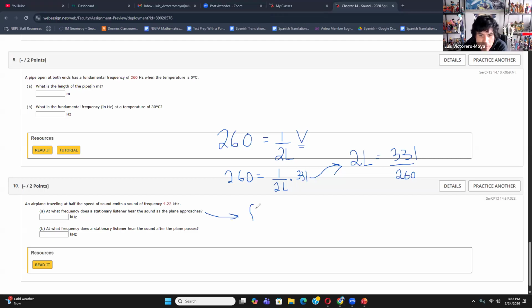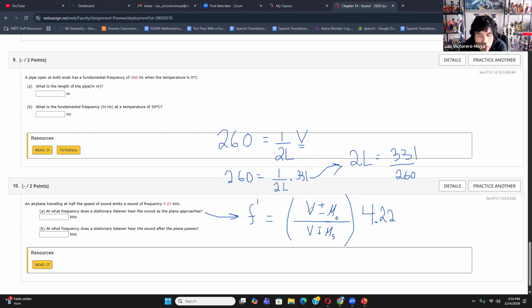The new frequency will be, you can use the same, right? v plus or minus u observer over v minus plus u source, multiplied by the 4.22. That's the frequency, the theoretical frequency.